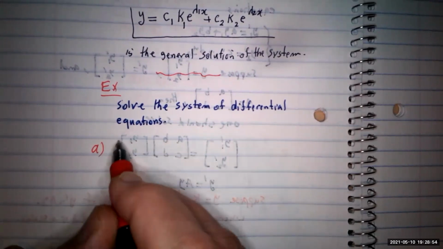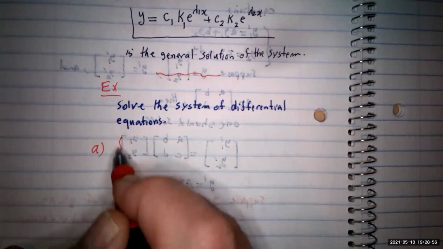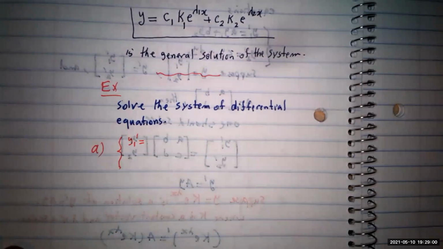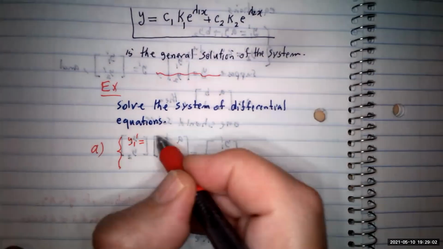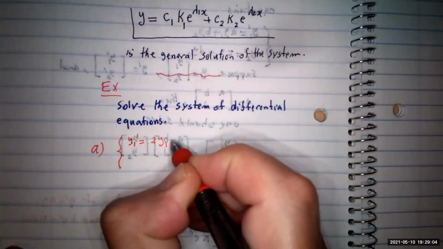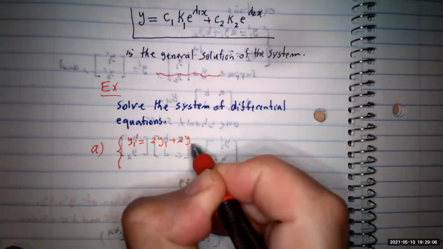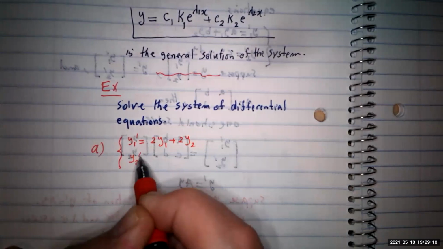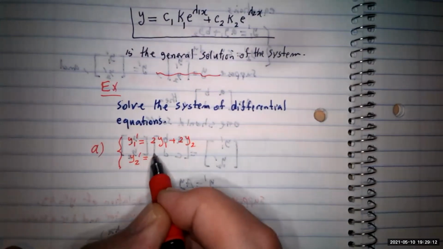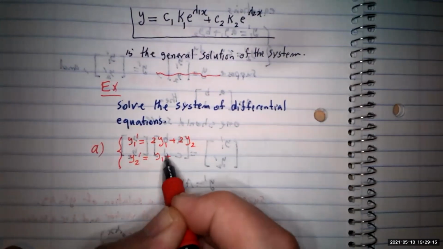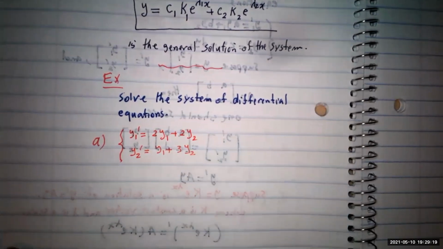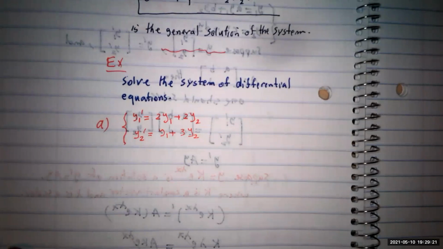The first one is this system. y1 prime is equal to 2y1 plus 2y2. That's the first one. And the second equation is y2 prime equal to y1 plus 3y2. So this is going to be the system of equations that we want to solve.